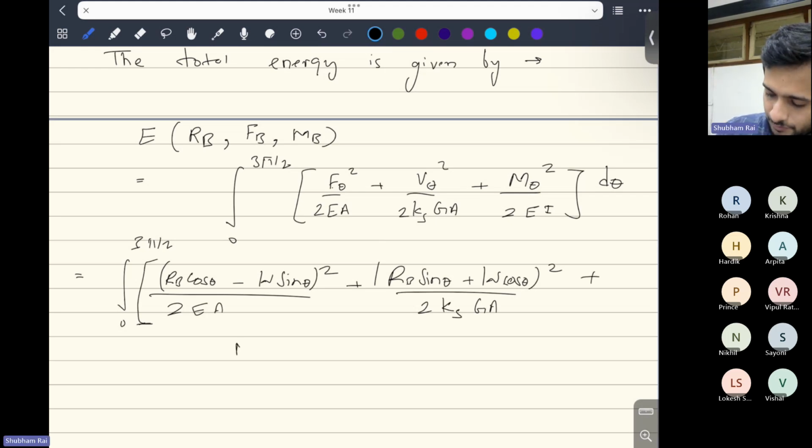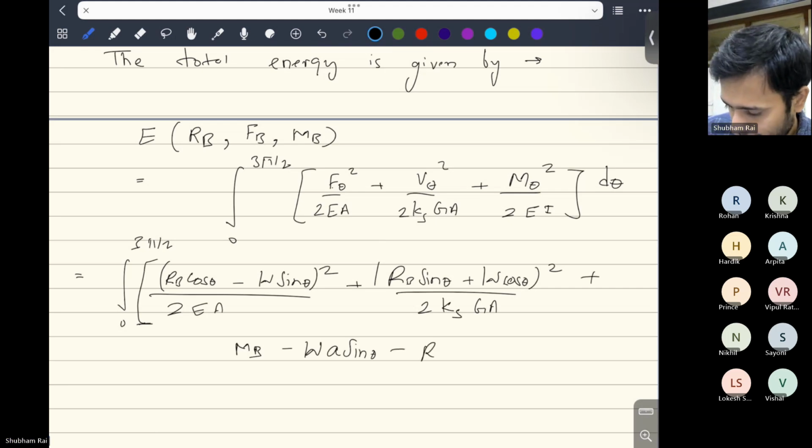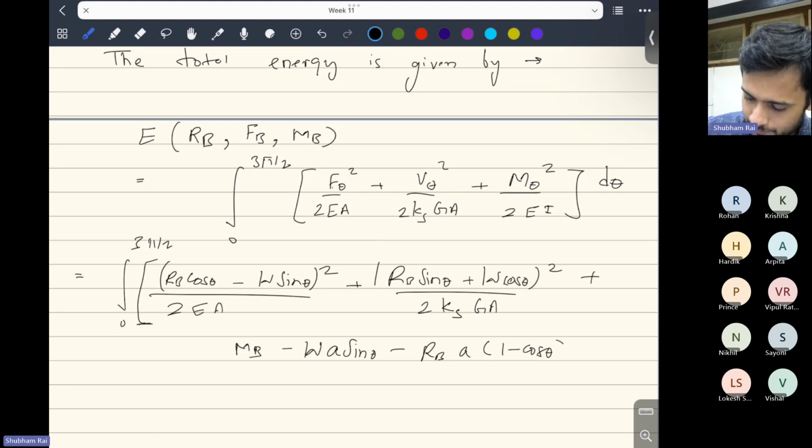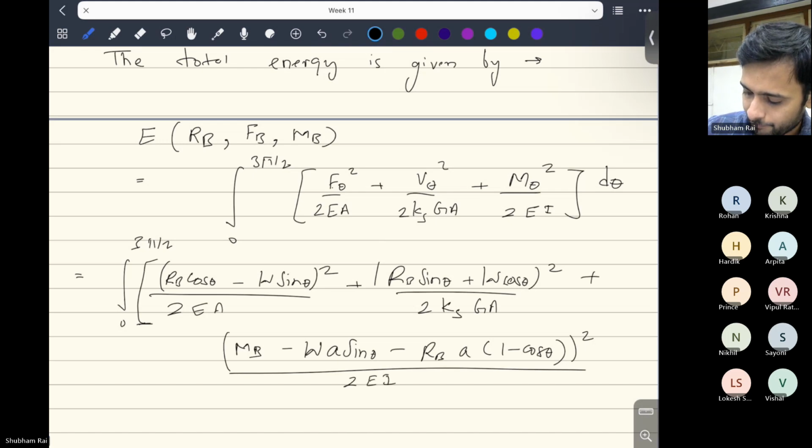So m theta was mb minus w sin theta, w into a into sin theta, minus rb into a into (a minus cos theta), the whole square divided by 2a. And then we have d theta.